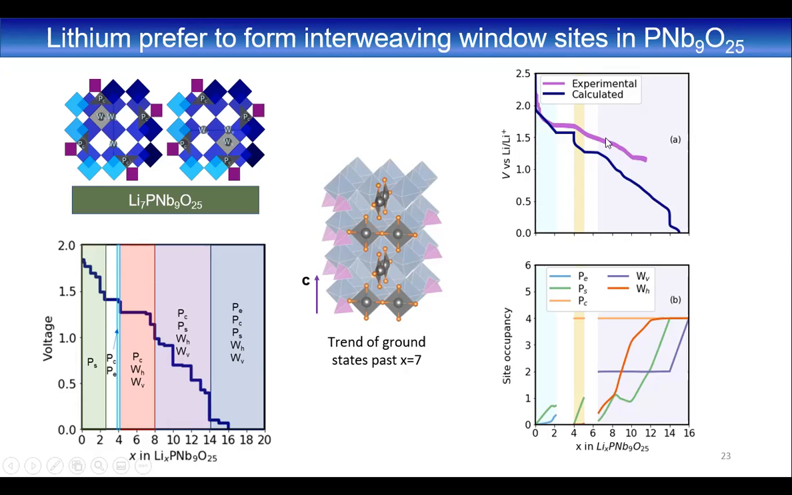And I compared that to experiment and found that it's reasonably good. It's kind of downshifted, but DFT tends to downshift metal oxides, so it makes sense that a method that uses my DFT data as training data is also going to downshift the voltage curve. And we found agreement that at low compositions, the pyramidal sites are going to be filled, and at higher compositions, the window sites will be filled.